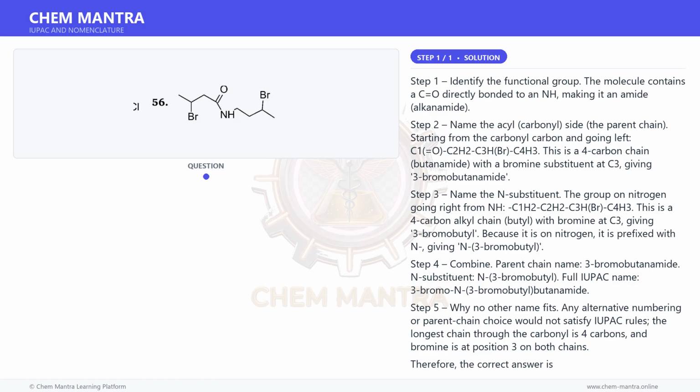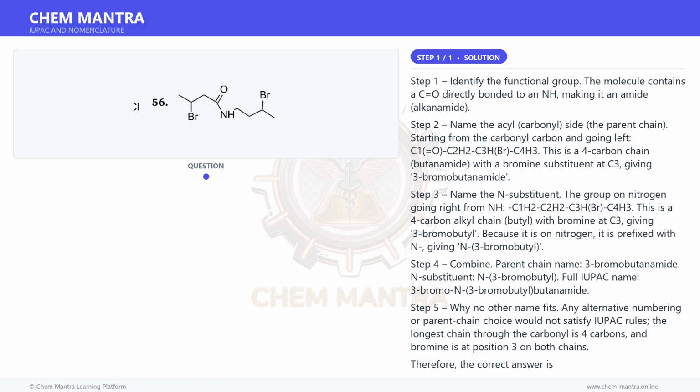Step 3. Name the N substituent. The group on nitrogen, going right from NH: C1H2, C2H2, C3H(Br), C4H3. This is a 4-carbon alkyl chain, butyl, with bromine at C3, giving 3-bromobutyl. Because it is on nitrogen, it is prefixed with N, giving N-3-bromobutyl.